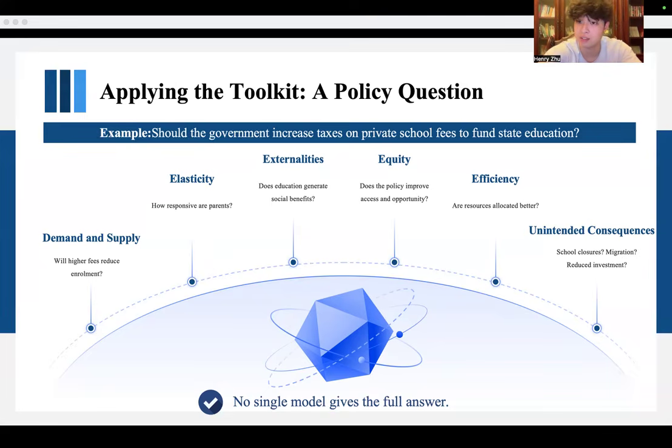That's about price elasticity of demand. Will the policy improve access to education? That's about equity. Will education generate wider benefits to society? That's about positive externalities. Could there be unintended consequences like school closures or reduced investment? And finally, will resources be used more efficiently? No single model answers every question. Instead, economists combine multiple tools to build a balanced analysis.